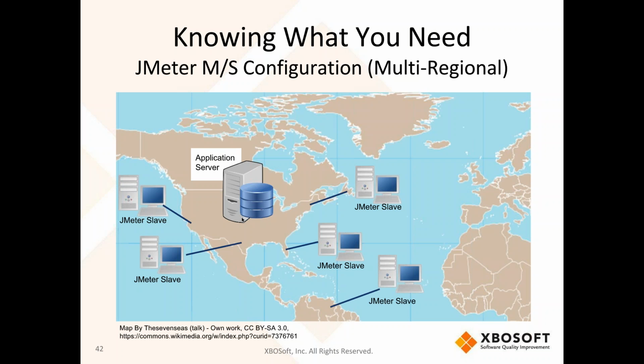This is an example, Venezuela or over into, what is that? It's France, yeah. And you could have the slaves put around the world. There are ways to configure this. I believe there's some proxy work that would need to be done to be able to configure JMeter like this, but it is certainly possible.